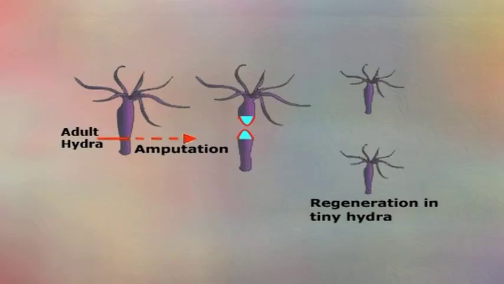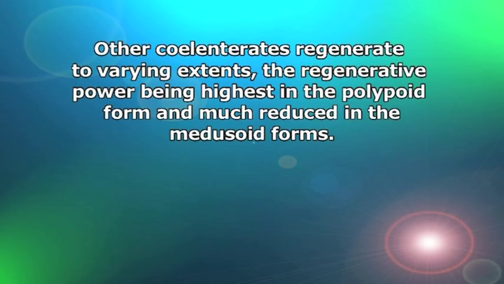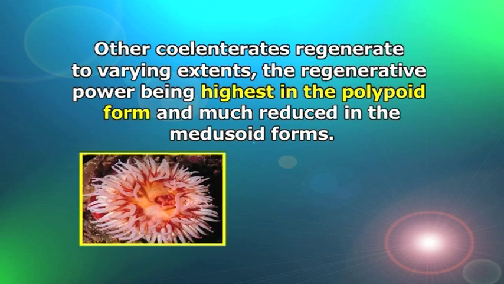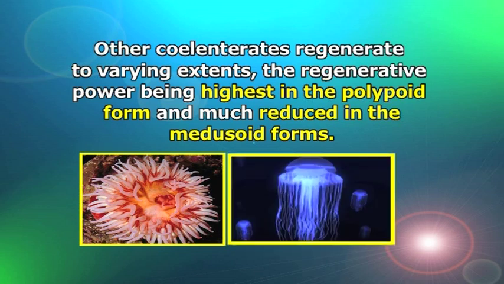Totipotent interstitial cells proliferate and migrate to the damaged end and form blastema, resulting in reorganizing the remaining mass of the body. Other coelenterates regenerate to varying extents, the regenerative power being highest in the polypoid form and much reduced in the medusoid forms.